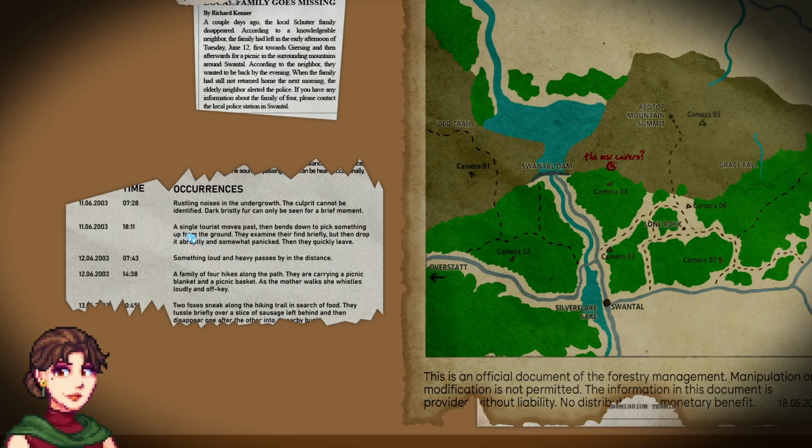A single tourist moves past and bends down and picks something up from the ground. They examine the find briefly, but then drop it abruptly and somewhat panicked. Then they quickly leave. Something loud and heavy passes by in the distance.